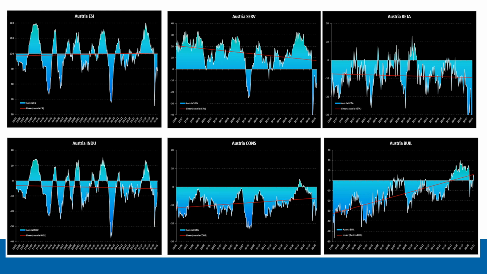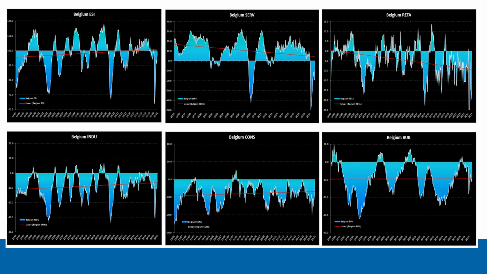So Austria, small economy. We don't pay much attention to it, but we update the data. We do it diligently. And perhaps one day we may have a trade idea in these smaller economies. But we just think of the longer term trend and whether we're above trend or below trend and what it means in the bigger picture at any one moment in time.